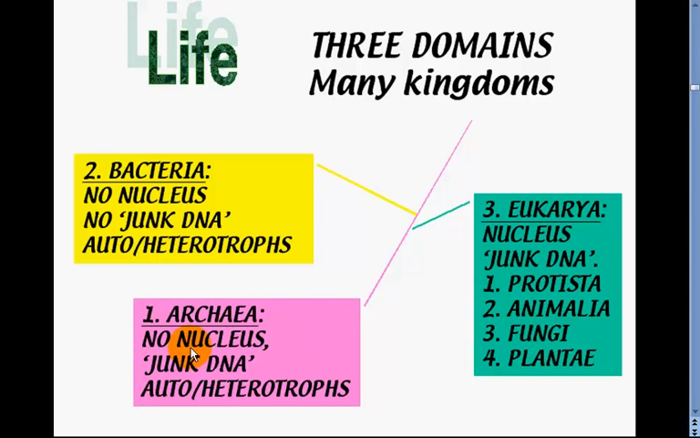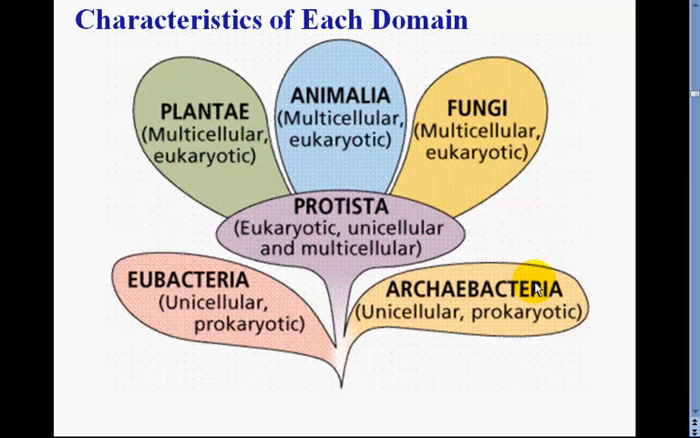Scientists only discovered this recently, and in fact until a few years ago, all prokaryotes used to be lumped into a domain and kingdom known as Monera, but now we have divided that based on the presence of junk DNA into bacteria and archaea. Now, as you can see, within the eukarya domain are several smaller categories. These are the eukaryotic kingdoms. So let's take a look at some of those characteristics.